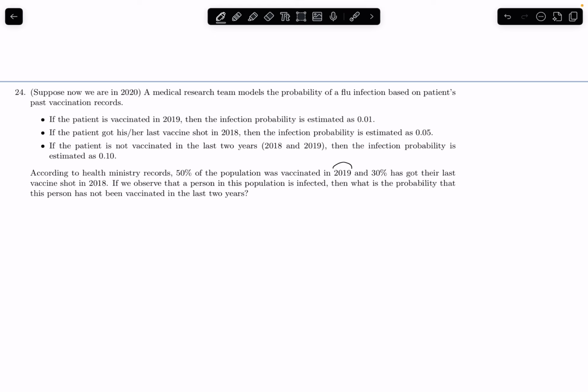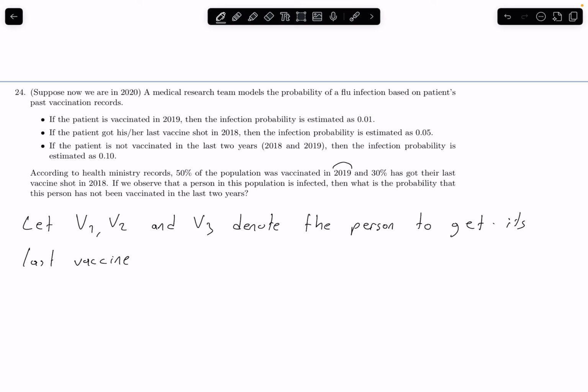Okay. So let's let V1, V2, and V3 denote the person's last vaccine in 2019, 2018, and before, respectively.